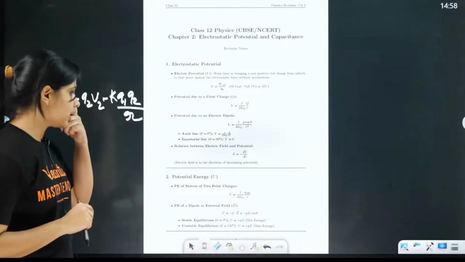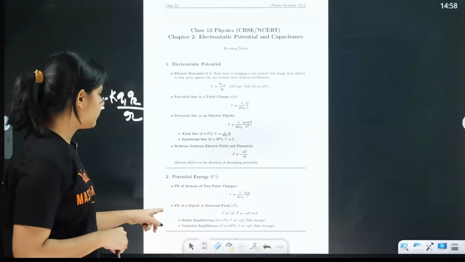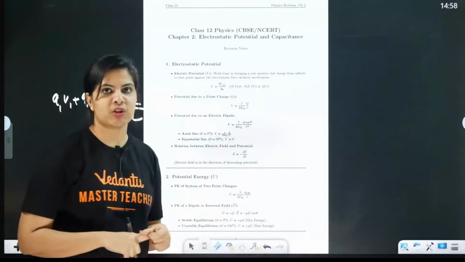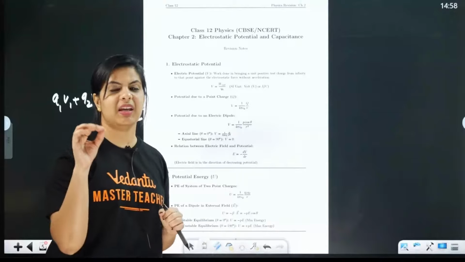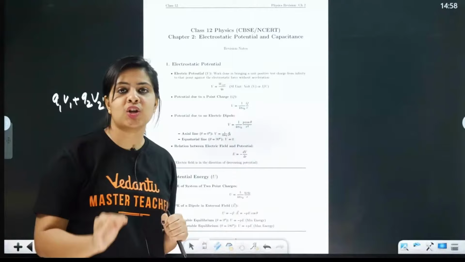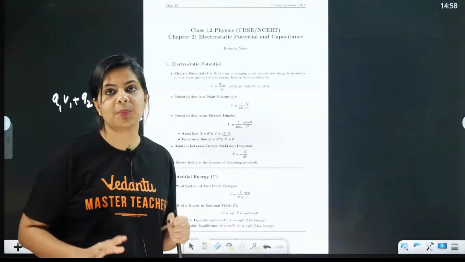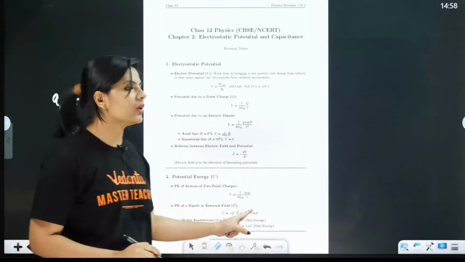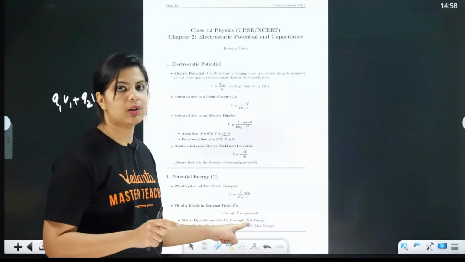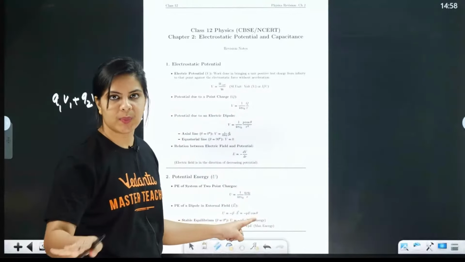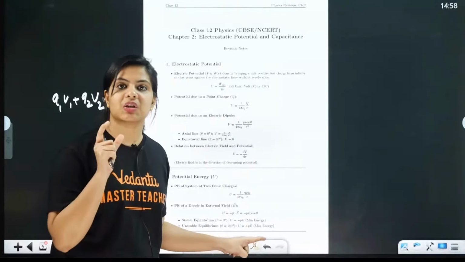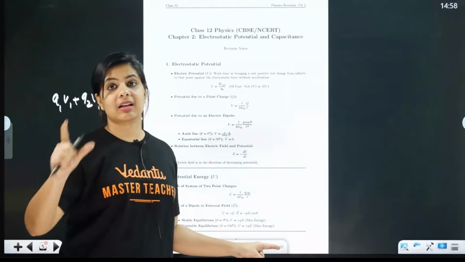Next, we have studied the potential energy of a two-charge system, and now we have a dipole. If you keep a dipole in an external field, what is the potential energy? It is minus P dot E, or minus PE cos theta. For stable equilibrium the potential energy should always be minimum. The minimum value comes when theta is 0, giving potential energy minus PE. So when theta is 0 degree, it is in stable equilibrium.